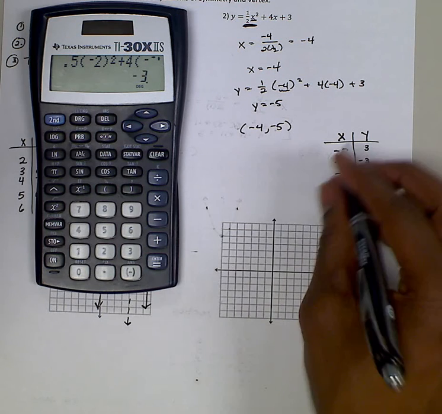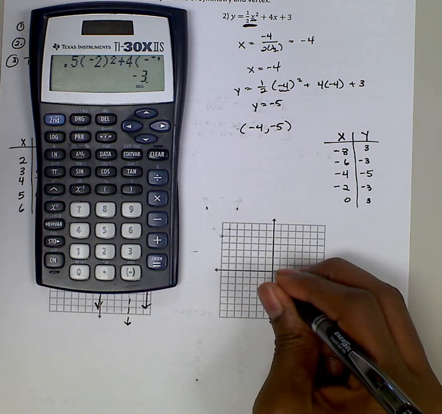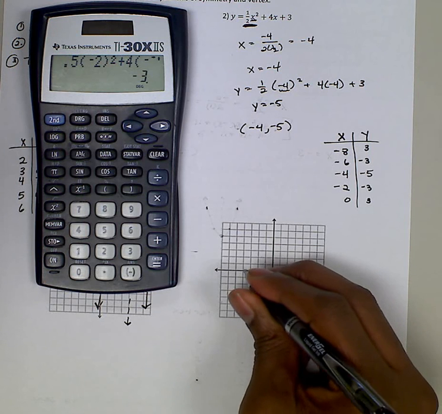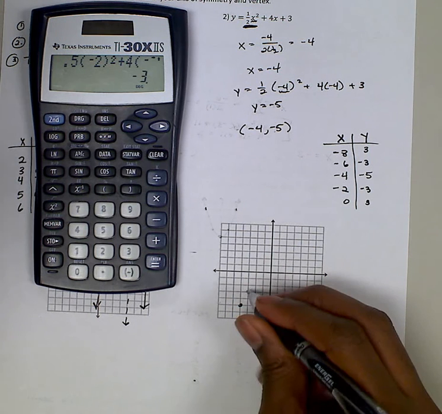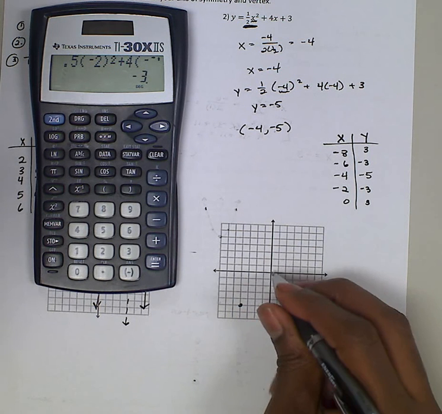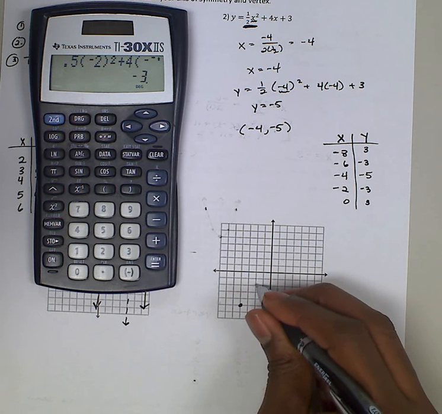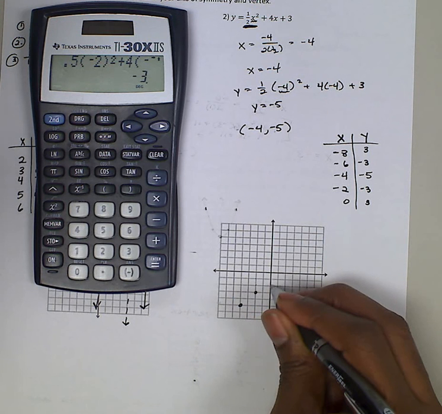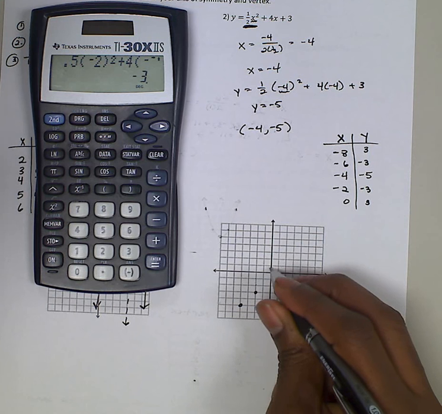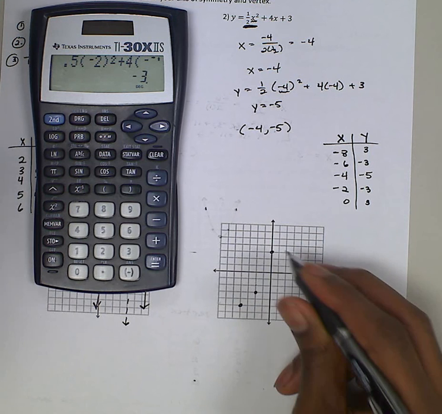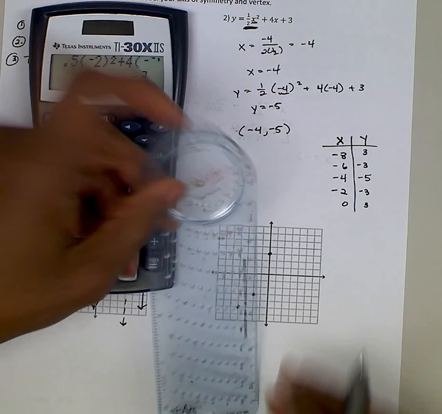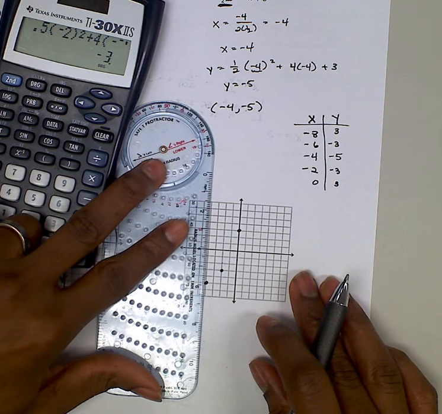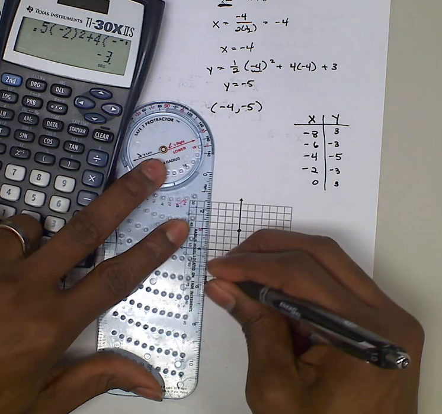So my vertex is at negative 4, negative 5. 1, 2, 3, 4. 1, 2, 3, 4, 5. Negative 2, 3. Or 1, 2, 1, 2, 3. And 0, 3. 0, 1, 2, 3. Okay, and this is why I usually like to have my axis of symmetry drawn, because that way I don't really have to count out the second half.